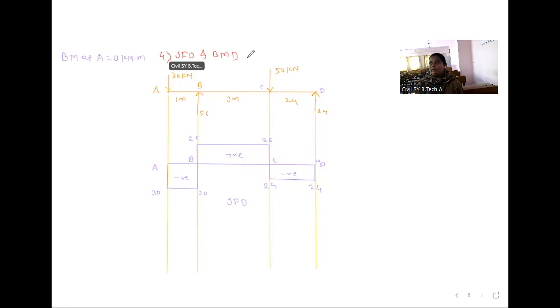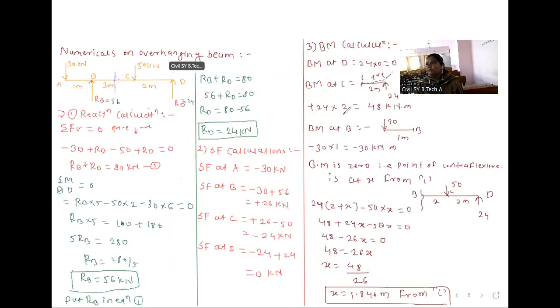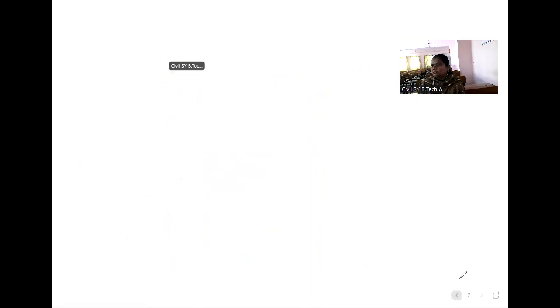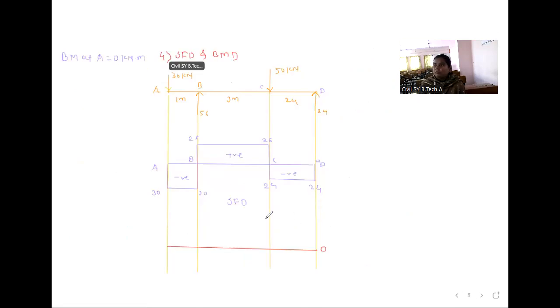Now we will draw the bending moment diagram. First I will draw the baseline and then we will draw. So this is baseline. We will start from this D point. Bending moment at D is equal to 0. We have calculated. You observe here, bending moment at D, 0. After that, bending moment at C is plus 48. That means above baseline. So bending moment at C is plus 48. We will mark here, plus 48.